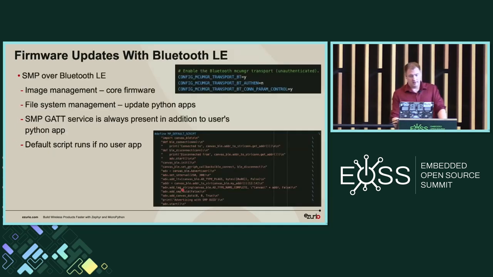So first, firmware updates over BLE. We use the SMP protocol that's built into Zephyr. SMP in this case stands for Simple Management Protocol, not symmetric multiprocessing. I know there's dual acronyms there, so it's confusing sometimes. With SMP, it gives you a standard way to do image management. Also, you can do file system management, which is great for updating your Python apps over BLE.